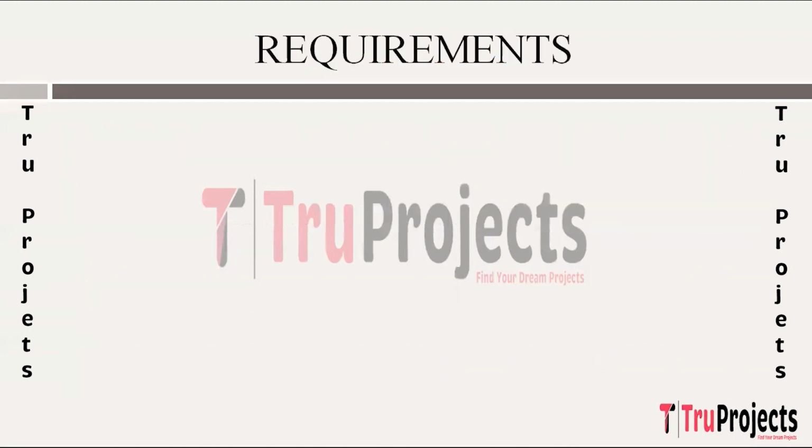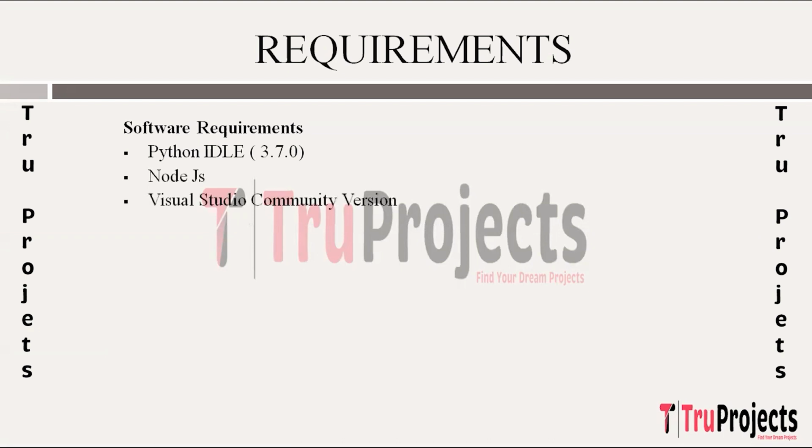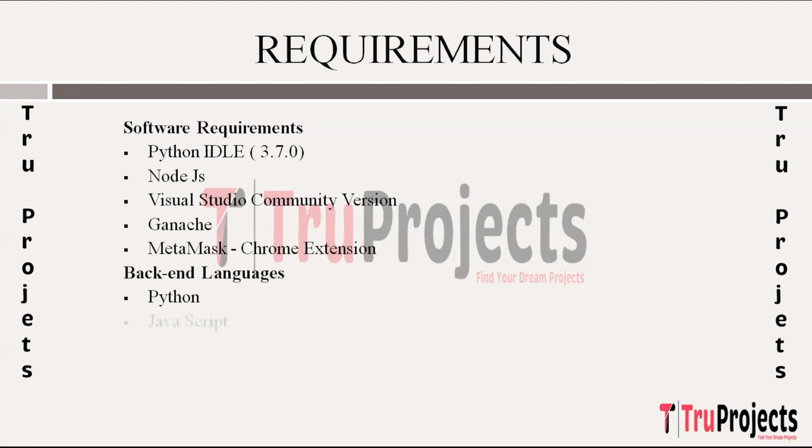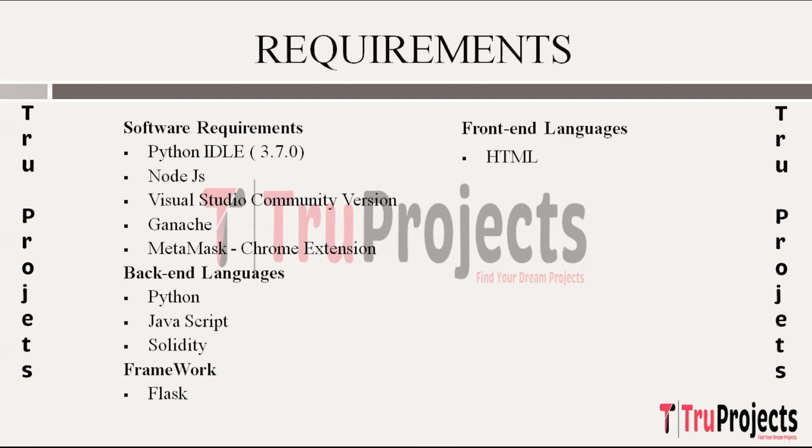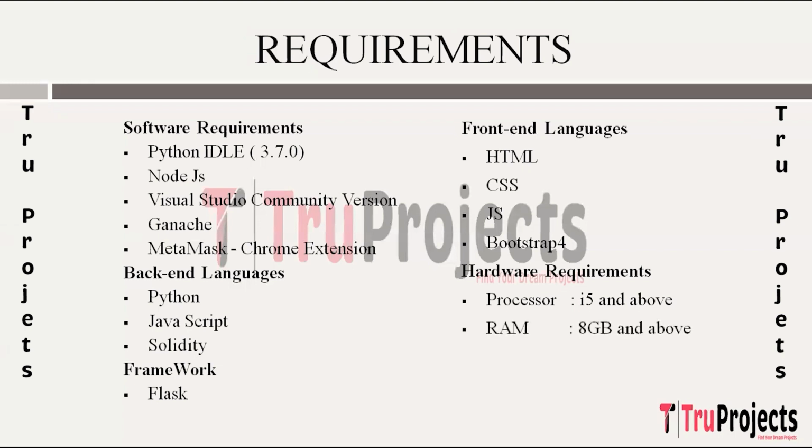Requirements needed to execute this project are software requirements: Python IDE of 3.7.0 version, Node.js, Visual Studio Community version, Ganache, and MetaMask Chrome extension. Backend languages used are Python, JavaScript, and Solidity. Framework used is Flask. Frontend languages used are HTML, CSS, JS, and Bootstrap 4. Hardware requirements needed are processor of i5 and above, RAM of 8 GB and above, and ROM of 20 GB and above.